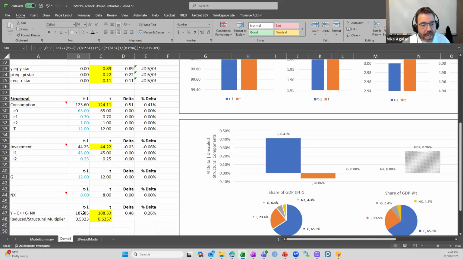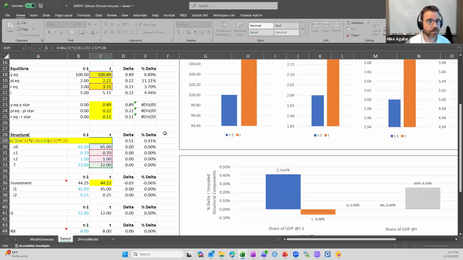Okay, so the reason for that is, where did the C come from? Well, it came from that calibration. Where did I come from? That calibration. That doesn't mean they're disconnected. If you take a look at the specification, it is connected. Consumption, for example, is connected to Y. Consumption, for example, is connected to the interest rate.